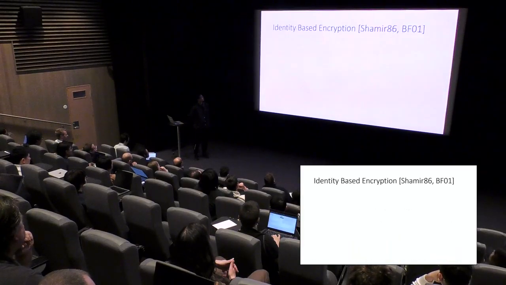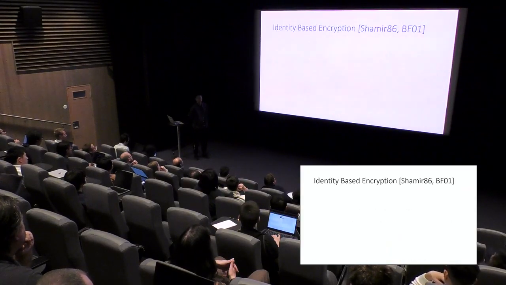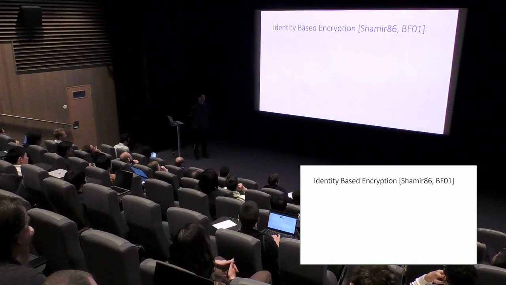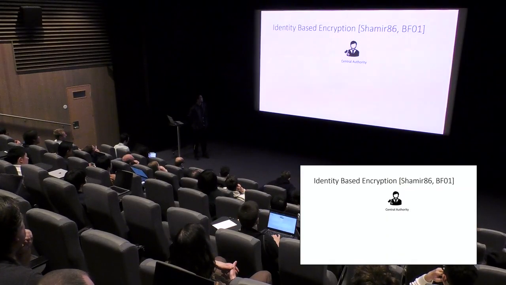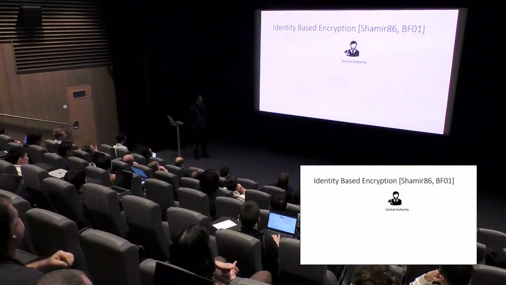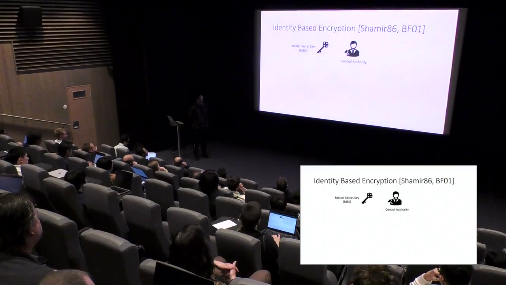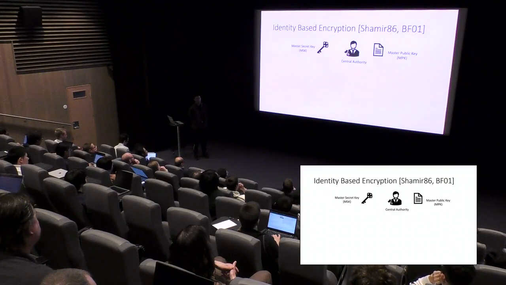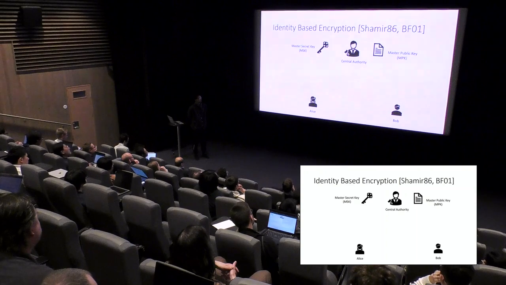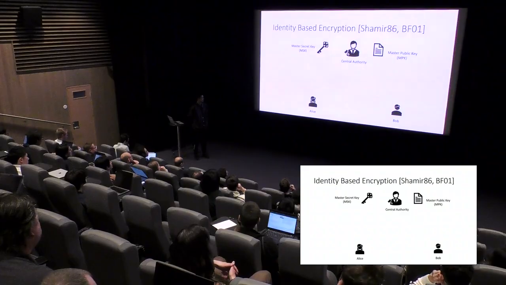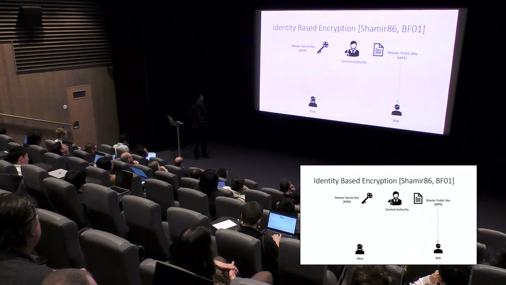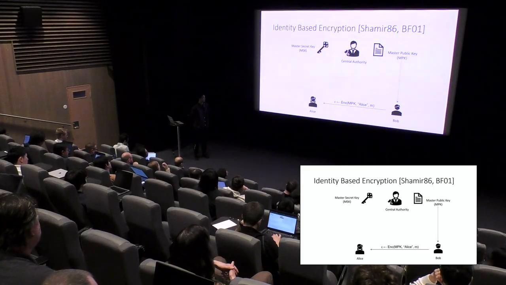So our story begins with identity-based encryption, which has been very thoroughly discussed in the previous 3 talks. Let's do yet another recap. In IBE, there is a central authority who has 2 values: first, a master secret key, and secondly, a master public key. Now suppose the user Bob wants to send an encrypted message to Alice. What will he do? Well, he will get the master public key. He will use the master public key together with Alice's name to encrypt the message and send it to Alice.